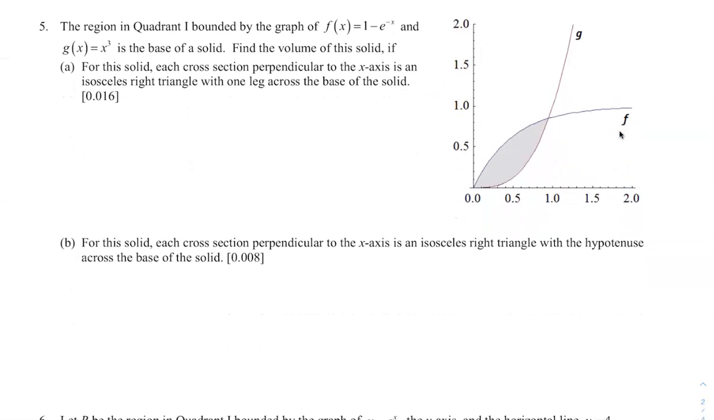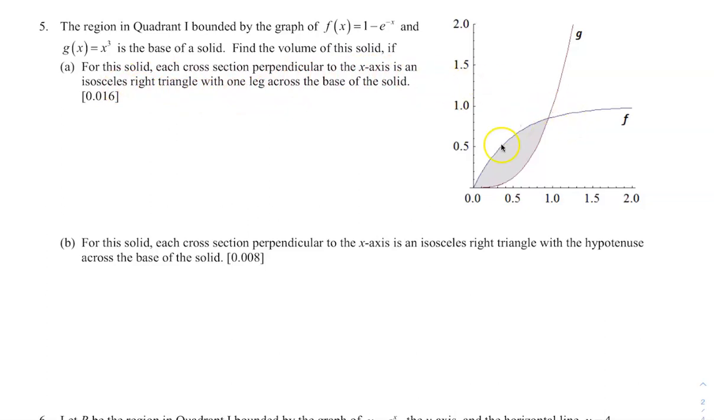The region in quadrant 1 bounded by the graph of f of x equals 1 minus e to the negative x, and g of x equals x cubed is the base of a solid. Find the volume of the solid. So we have two different options here. A, for the solid, each cross section perpendicular to the x-axis is an isosceles right triangle with one leg across the base of the solid.